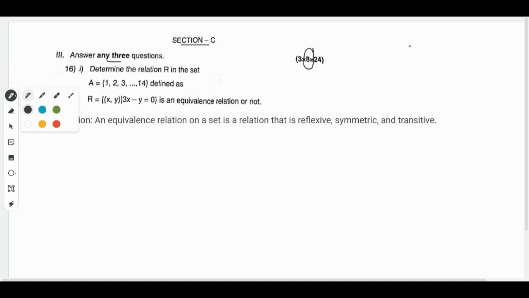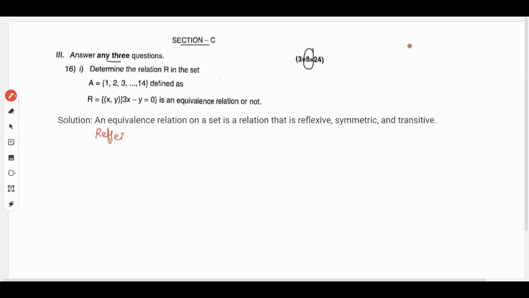So here the first question is: determine whether the relation R in the set A, given A is 1, 2, 3, till 14, defined as R is a relation where (x, y) gives 3x minus y equals 0, is an equivalence relation or not. So now what is an equivalence relation? An equivalence relation on a set is a relation that is reflexive, symmetric and transitive. Now what is meant by reflexive?